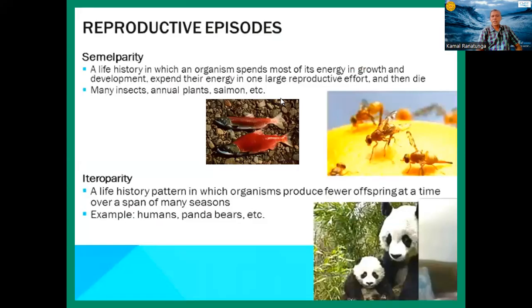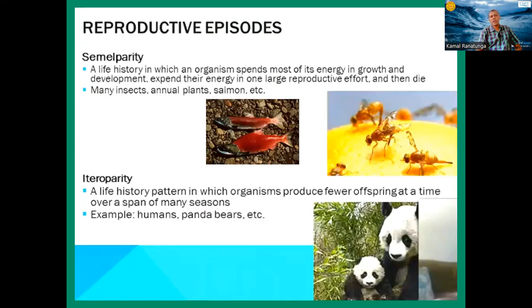Now the other thing is reproductive episodes. You know the term episode, like in a movie, like a series. You discuss how many episodes or how many volumes. Like even reproduction can be a single episode or multiple episodes, right? So something like a single episode we call semelparity, right? During their lifetime, they will reproduce only once, and they will die after that.